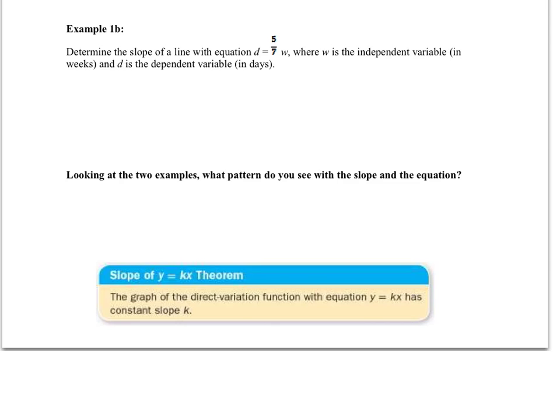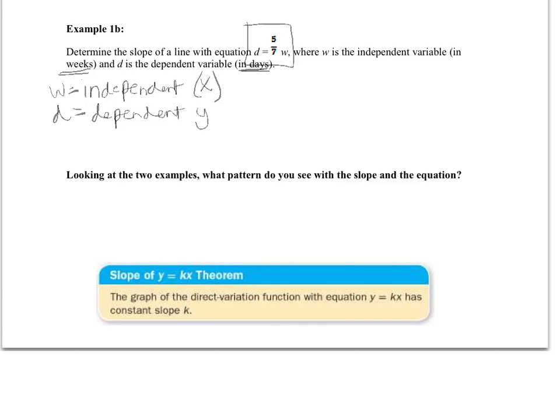Okay, in this example 1b, it says determine the slope of a line with the equation d equals 5/7 w, where w is the independent variable in weeks and d is the dependent variable in days. So w is independent, so that's like the x coordinate, and d is the dependent, so that's like the y coordinate. So we could write this as wd. That's our coordinate. Okay, so we need to find 2 points in order to get the slope.